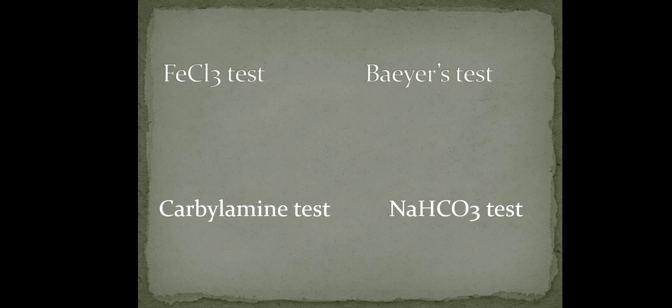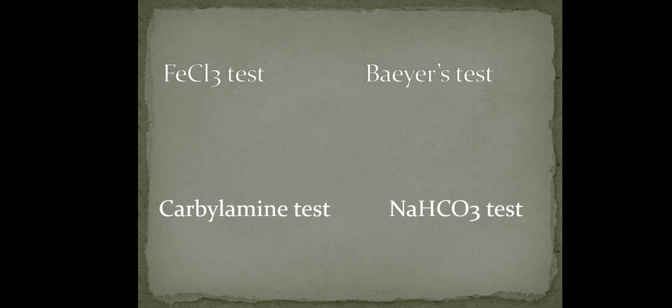Hello everyone. In this video, we will be talking about tests which are done in organic chemistry to characterize various functional groups. There are many tests, out of which 4 we'll be discussing in this video: ferric chloride test, Bayer's test, Carbylamine test, and sodium hydrogen carbonate test.